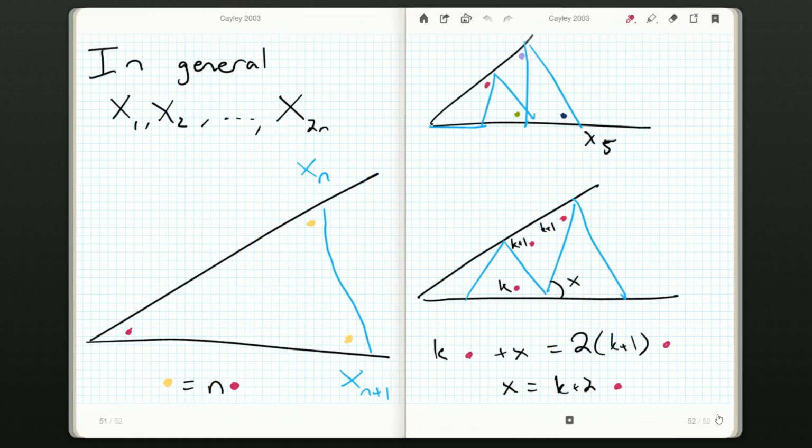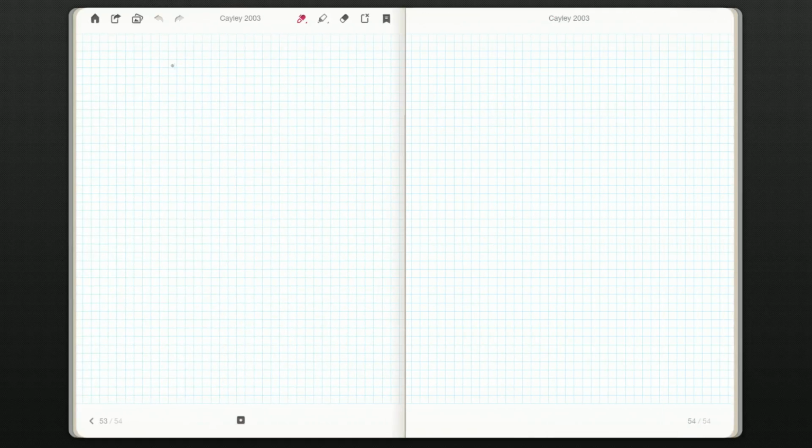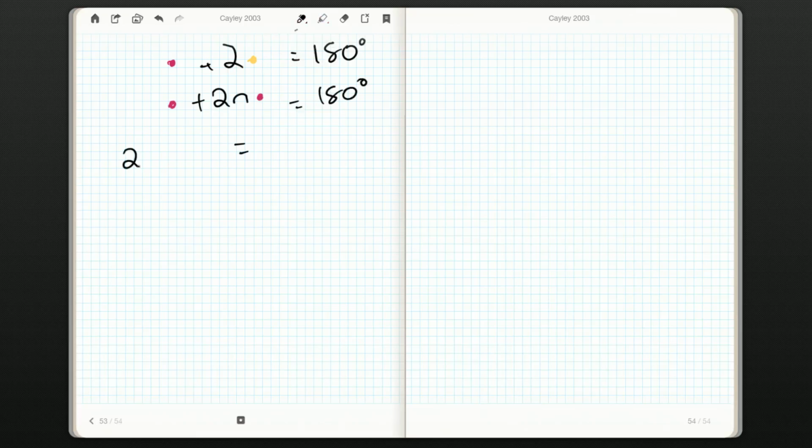So that tells me that we start with one red dot, and then we got two n of the yellow dots. That's got to be 180 degrees. Well, this is one red dot plus two n red dots, and that's got to be equal to 180 degrees. Or sorry, n plus 2n plus 1 red dots is 180 degrees, or red dot is 180 degrees over 2n plus 1. Okay.